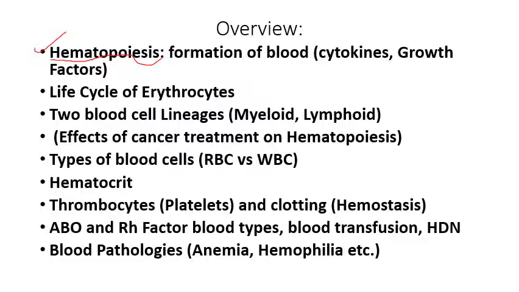All right, then after we've discussed hematopoiesis a little bit, we're going to discuss the life cycle of an erythrocyte. An erythrocyte, of course, is a red blood cell. They are made in the bone marrow, then they circulate around the bloodstream for a few months, and then they are destroyed in the spleen. We will discuss the two different lineages of the blood cells.